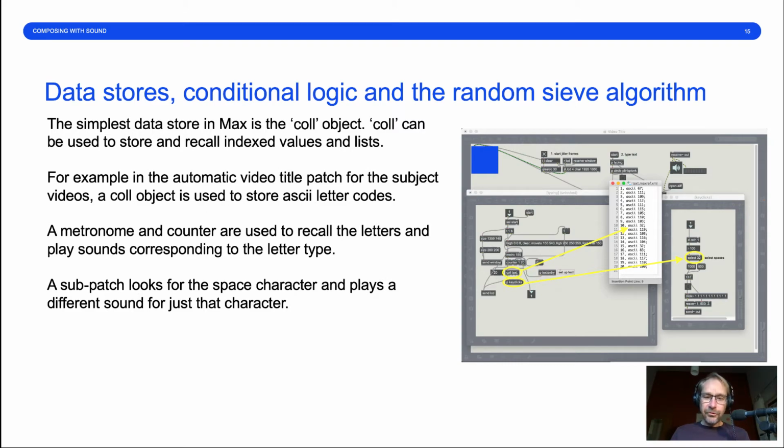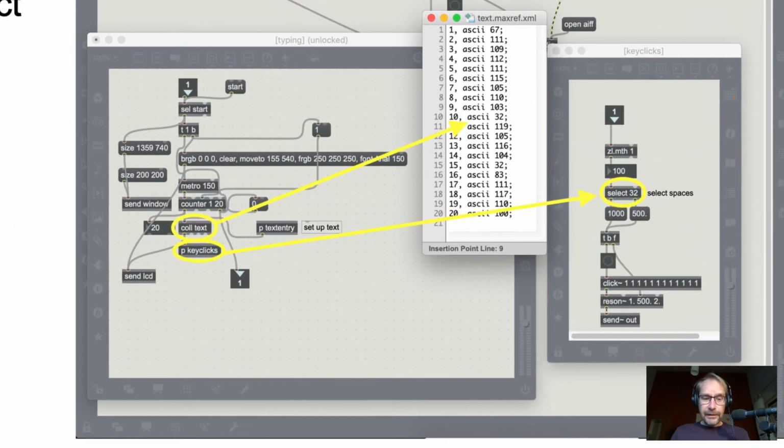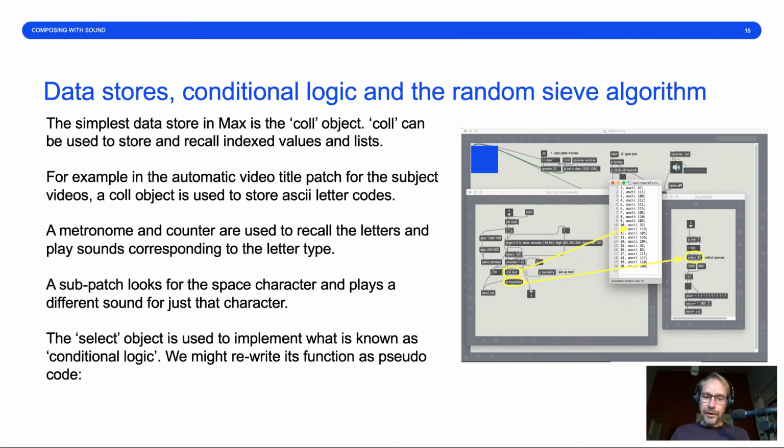A subpatch called key clicks looks for the space character, which is character number 32, using the select object and plays a different sound every time a space character is displayed. The select object is used to implement what's known as conditional logic.